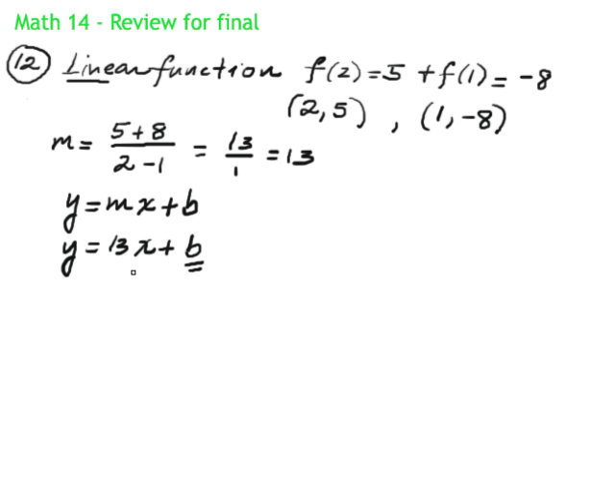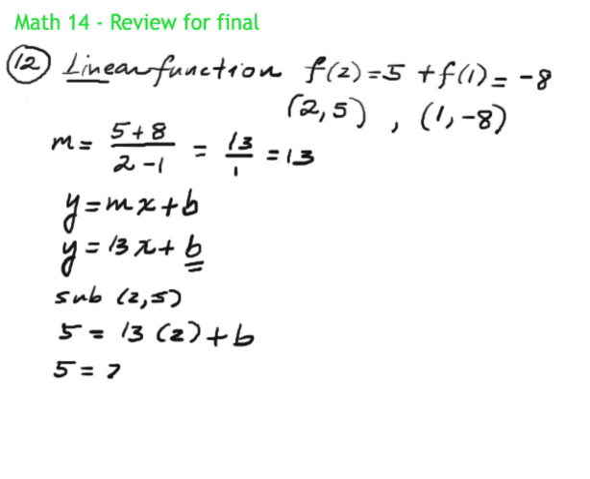And now we want to solve for b. So we'll sub in one of the points. Let's say we substitute (2, 5), so that is 2 for x, 5 for y. So that's 5 = 13 times 2 + b. 5 = 26 + b. Subtract 26 from both sides, so we have -21 = b. And now we can finish filling in our line equation, so we have y = 13x - 21.